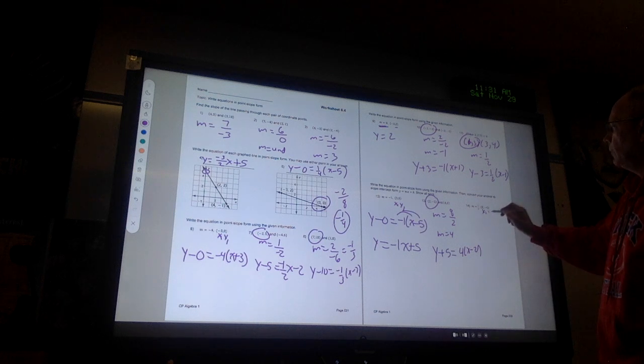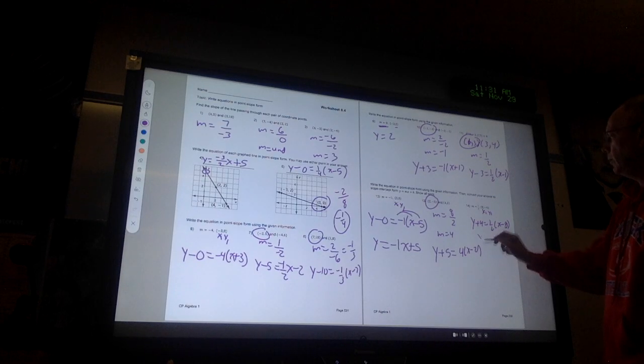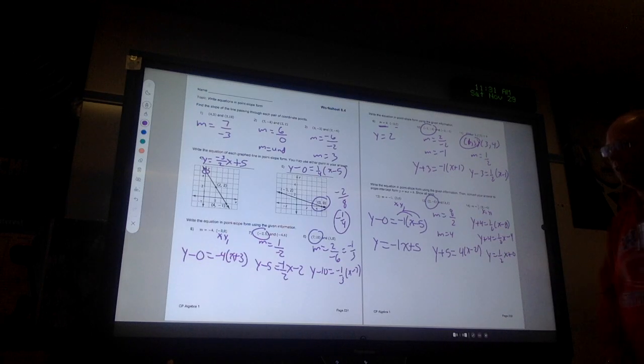Point slope on this one. So I'm going to get y plus 4 equals 1/2 x minus 8. Distribute the half. Half of x is half x. Half of negative 8 is negative 4. Add 4 to both sides. So you can keep it as plus 0. You don't have to have the plus 0.